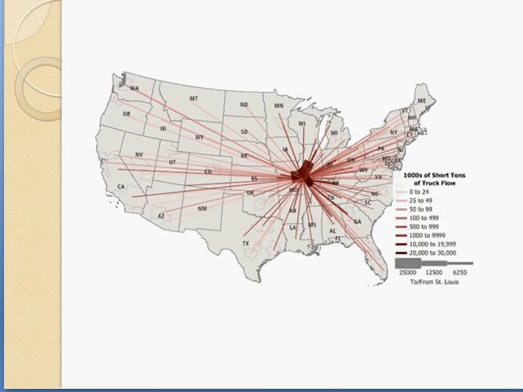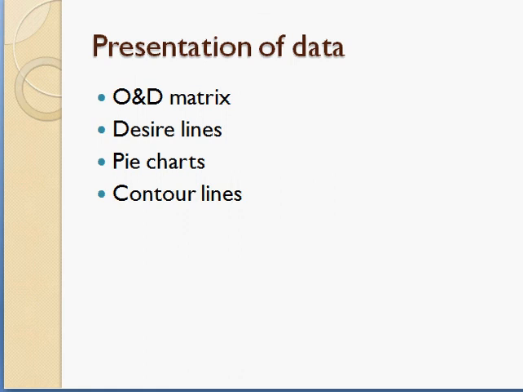Then contour lines are similar to topographic contours. The shape indicates the general traffic need of an area, so you will be plotting traffic contour lines. These are the different methods for representing origin and destination data.